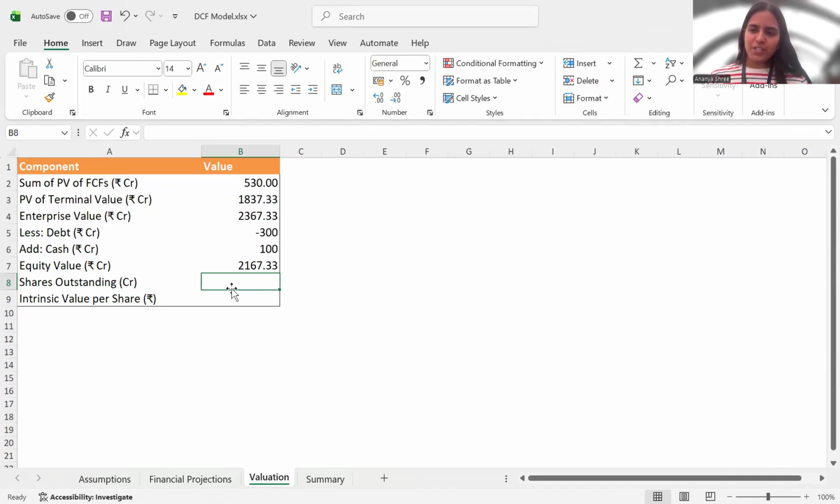Intrinsic value per share is equal to equity value divided by shares outstanding. So assume shares outstanding is equal to 50 crore. So equity value divided by shares outstanding. That gives the fair value per share.